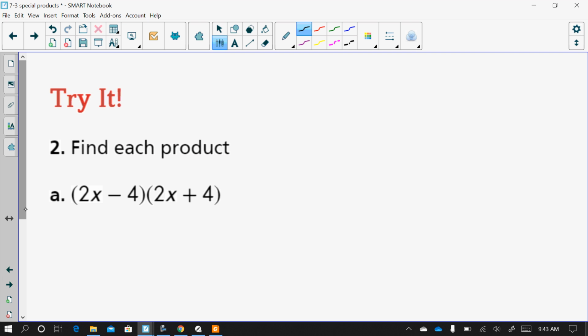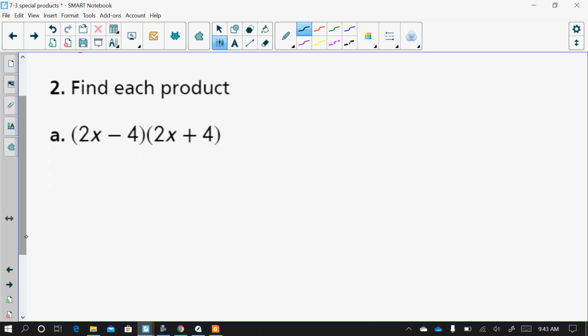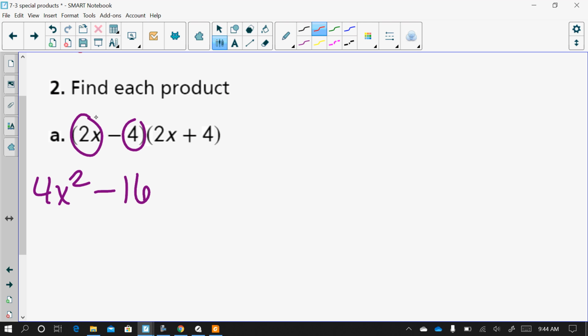Okay, please pause the video and try this problem. Okay, so 2x minus 4 times 2x plus 4. Shortcut: square this, 2x squared is 4x squared. Okay, remember it's the difference, so it's minus. Square this, 16. Or let's FOIL.